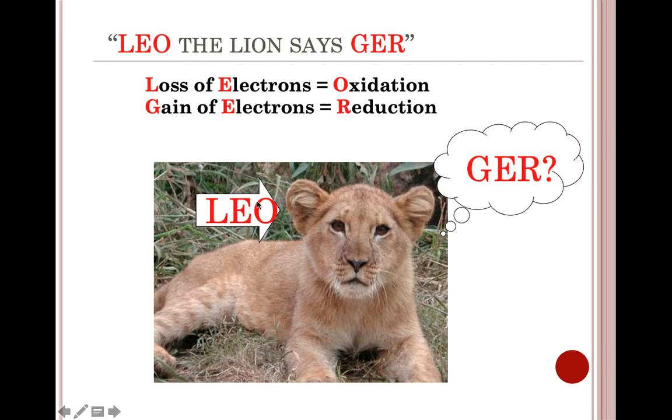gain of electrons. A way of remembering it is Leo the lion says grr: LEO, loss of electrons, oxidation; grr, gain of electrons is reduction. Another way to remember it is OIL RIG. Oxidation is loss, OIL; reduction is gain, RIG. And where the half reactions happen, you can remember via CAR and AUTO.